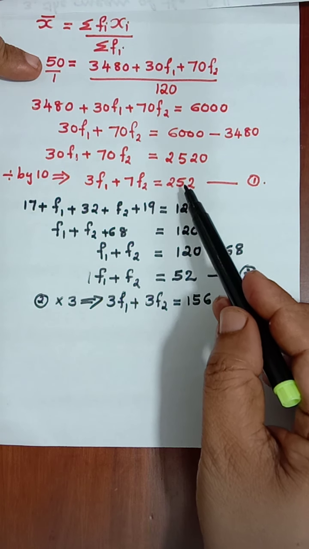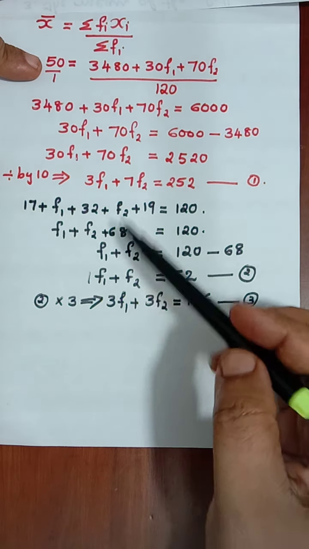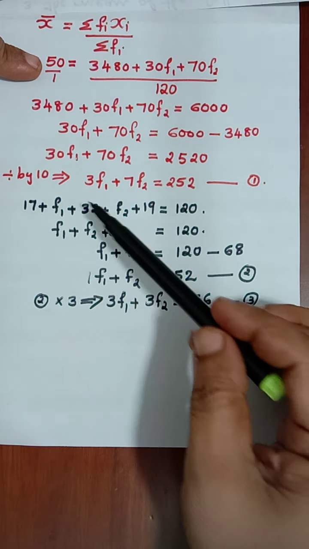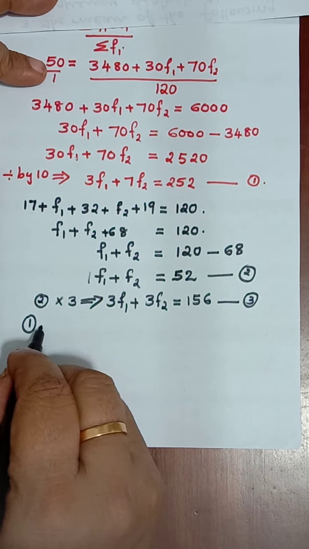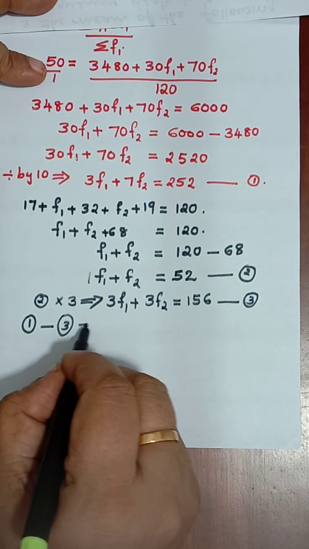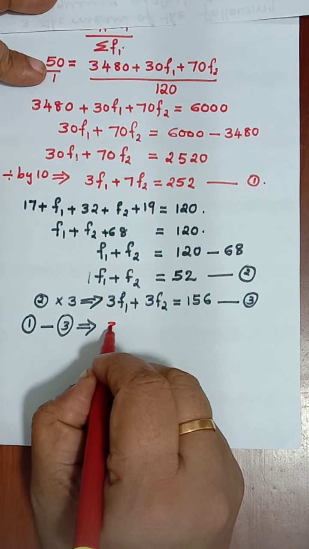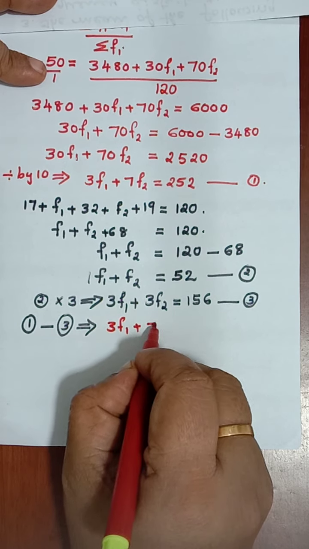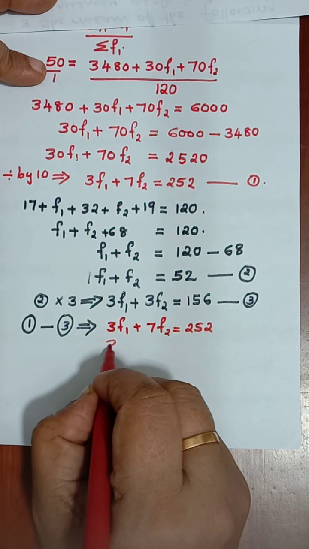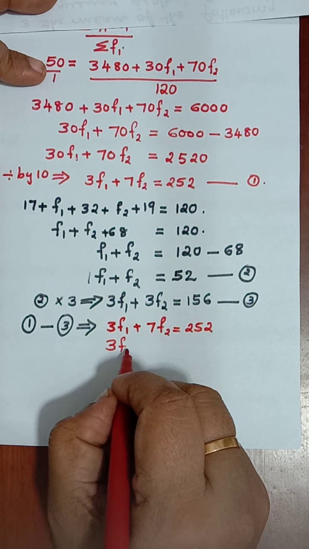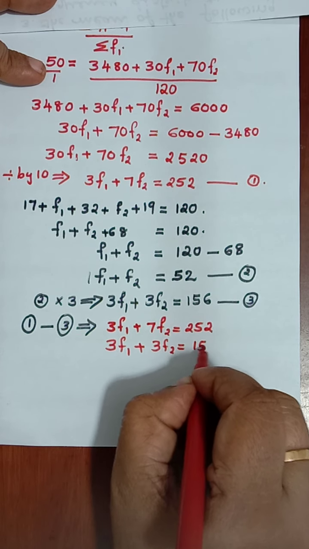3F1 plus 7F2 equal to 252. 3F1 plus 3F2 equal to 156. F1's coefficient is the same, so by subtraction you can eliminate F1 now. So first equation minus third equation I am going to do. So let us write the first equation. What is the first equation? 3F1 plus 7F2 equal to 252. Below that, the third equation I am writing: 3F1 plus 3F2 is equal to 156.